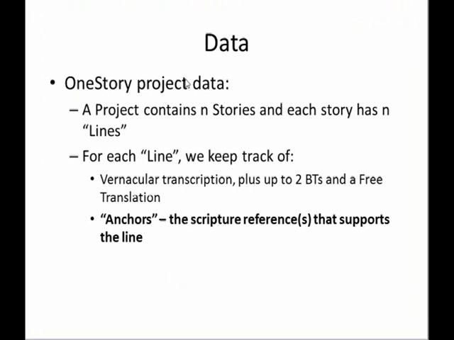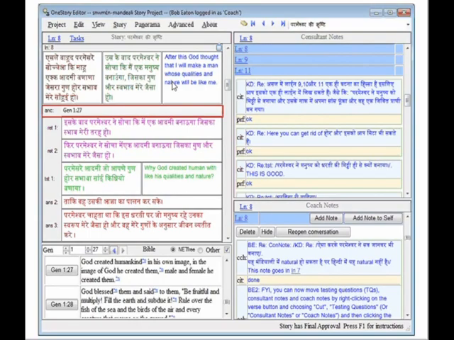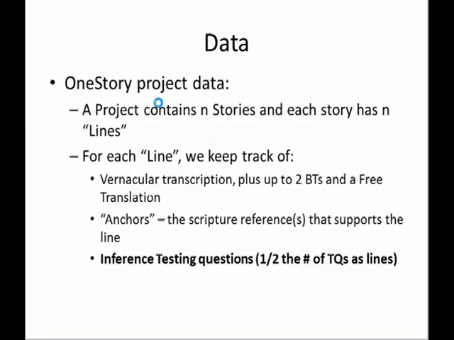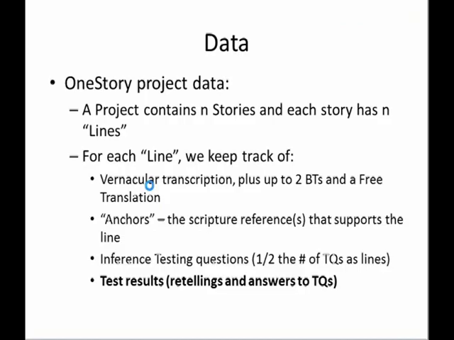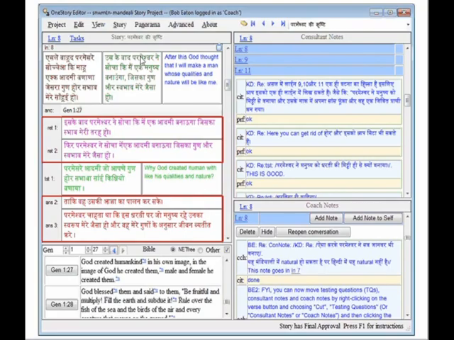Anchors are also stored in the project, and these are displayed in the editor in a line just beneath that with these buttons that represent the different scripture verses that support the line from the story. These buttons can be clicked on to cause the Bible pane here to jump to those references. For each line, we also keep track of one or more inference testing questions. These are shown here. And the results from the test. So that would include retellings and answers to the testing questions. And here's where the retellings would be displayed, and here's where the answers to that testing question are displayed.